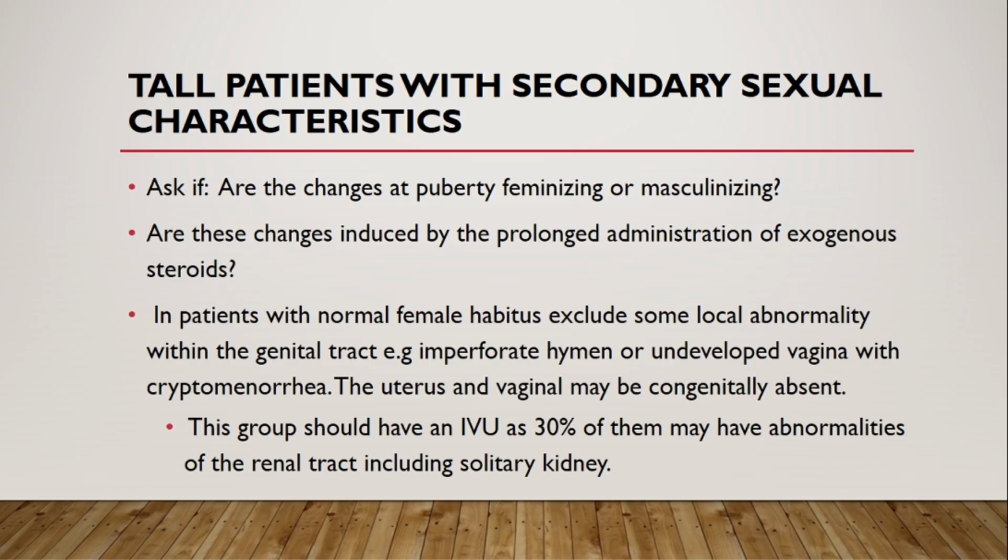It's very important. In patients with normal female habitus, first of all, exclude local abnormalities. I said anatomical defect is one of the major causes in patients with primary amenorrhea. So you must exclude local abnormalities of the genital tract. You must exclude imperforate hymen, underdeveloped vagina, or a septum of the vagina that is giving rise to cryptomenorrhea. And the signs of cryptomenorrhea are typical.